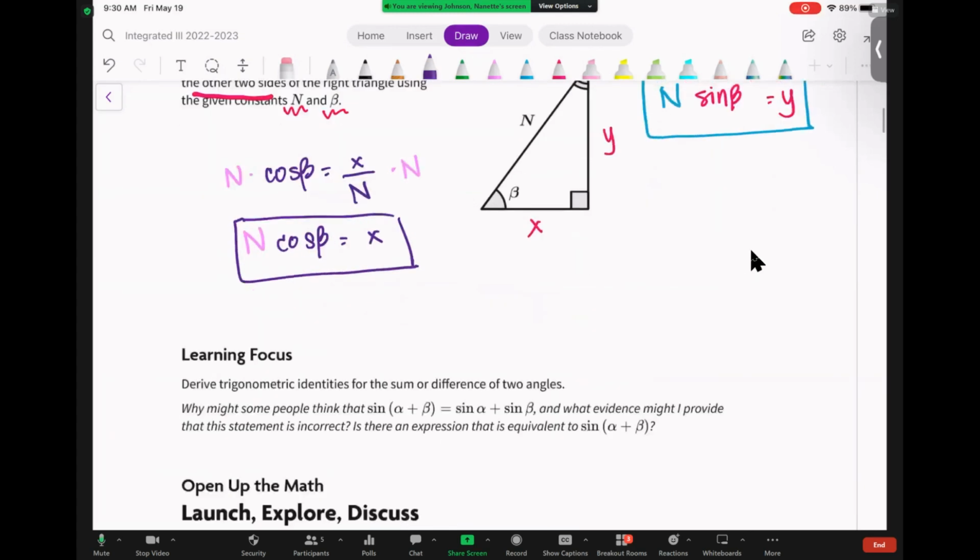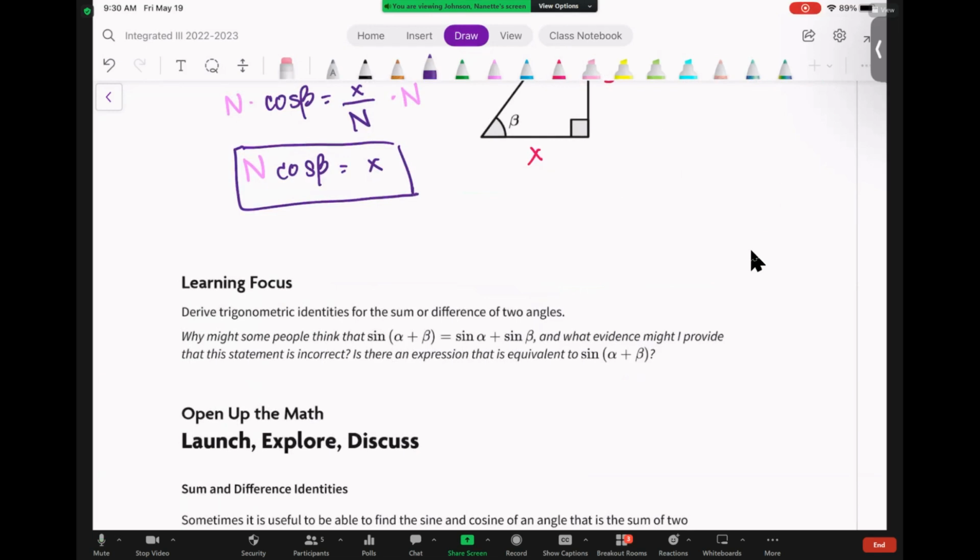So today you'll be able to derive trig identities for the sum or difference of two angles. It looks like this. This is what a sum looks like. So we're adding within the angle, and you're like, Ms. Johnson, that's weird. Yeah. So we're going to find that because that's actually going to be really helpful for later, and you'll see why. So it says, why might some people think that sine alpha plus beta equals sine alpha plus sine beta? And what evidence might I prove that this statement is incorrect? So this is not right? This is not an identity. Sine alpha plus beta is not equal to sine alpha plus sine beta. And then it says, is there an expression that is equivalent to sine alpha plus beta? So that's what we're going to work on today.